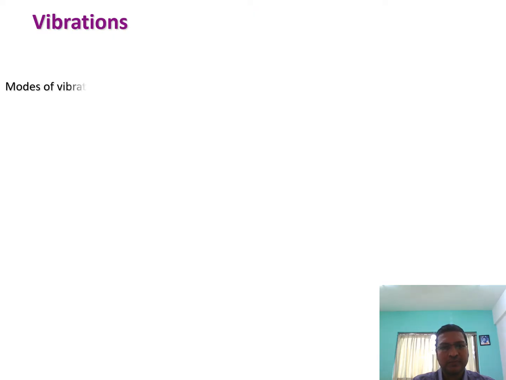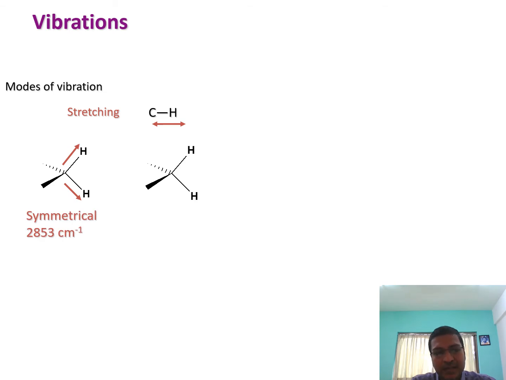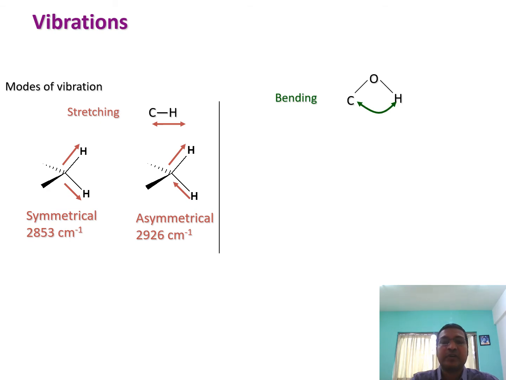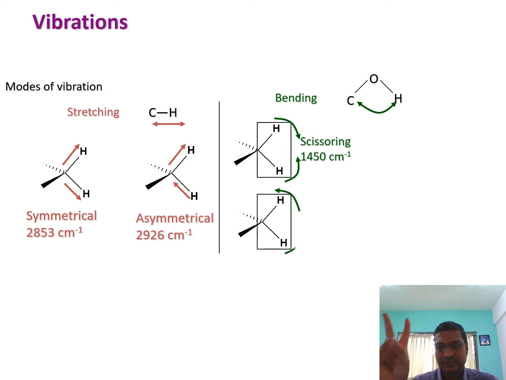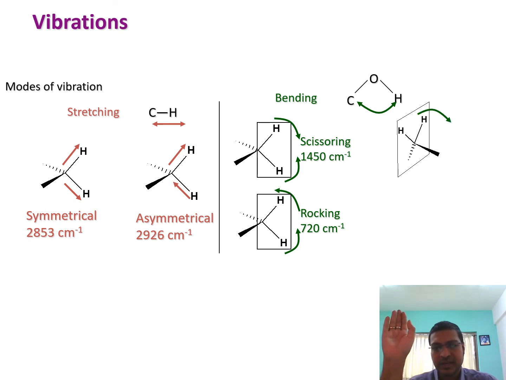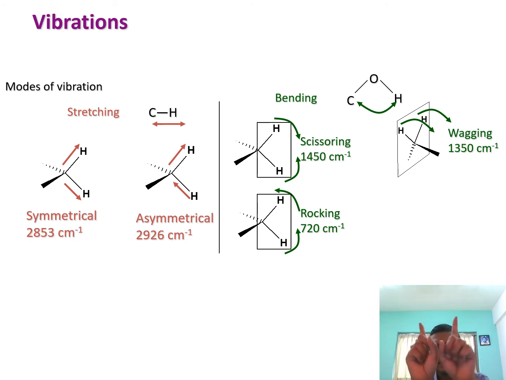What are those modes of vibration? Stretching, which we just talked about, and the bending modes of vibration. Stretching can be symmetric and asymmetric. In the case of bending, there are four different types. One is scissoring, like this. One is rocking, like this. Then wagging, which is just like this.